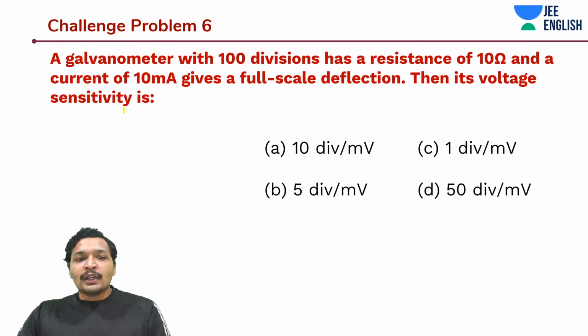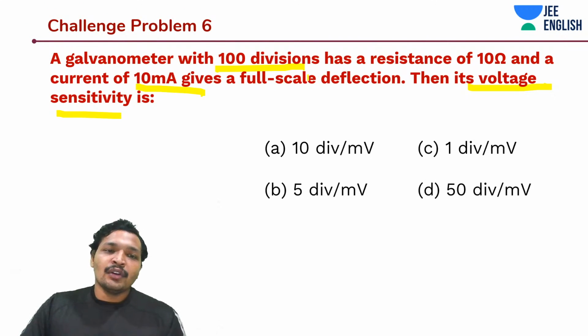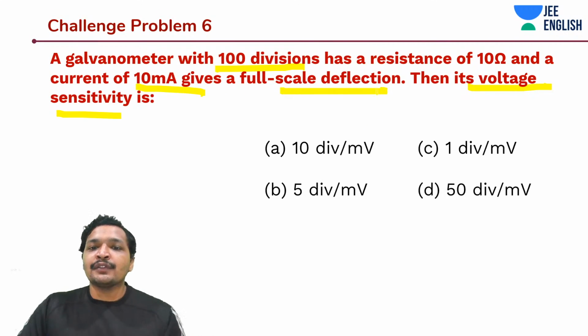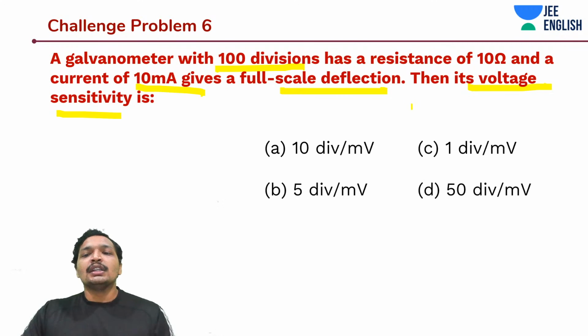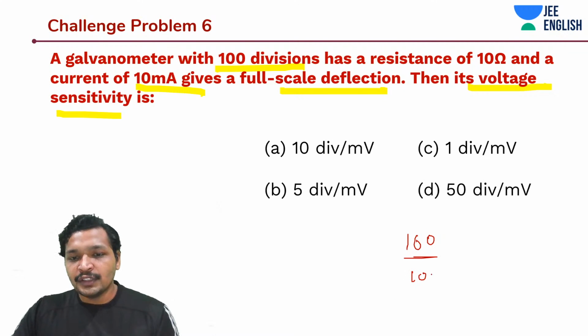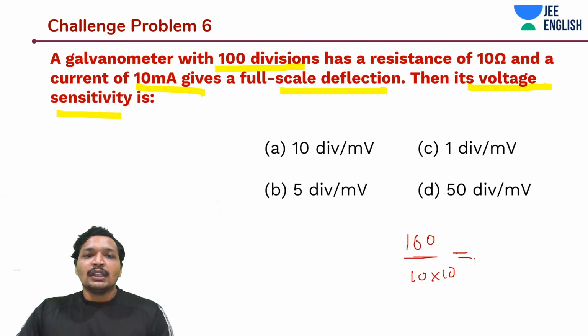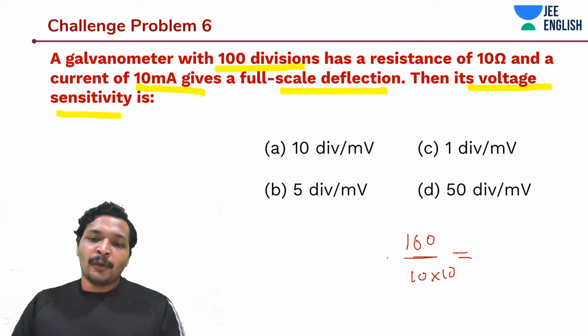Okay, and then it's voltage sensitivity. Now they are asking you about the voltage sensitivity. Same problem. There are 100 divisions, and a current of 10 milliampere gives you a full scale deflection. Now find out the voltage sensitivity. How do you find out the voltage sensitivity? What would you do? You can either do d theta by dV, 100 deflections by dV, which is going to be 100 by 100. Yeah, option is C.